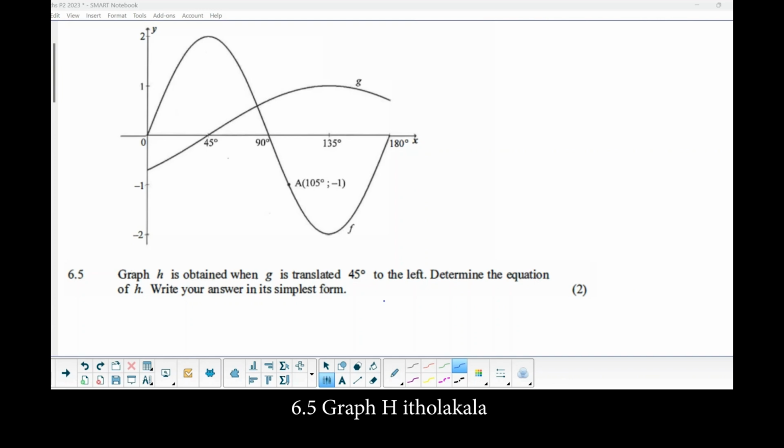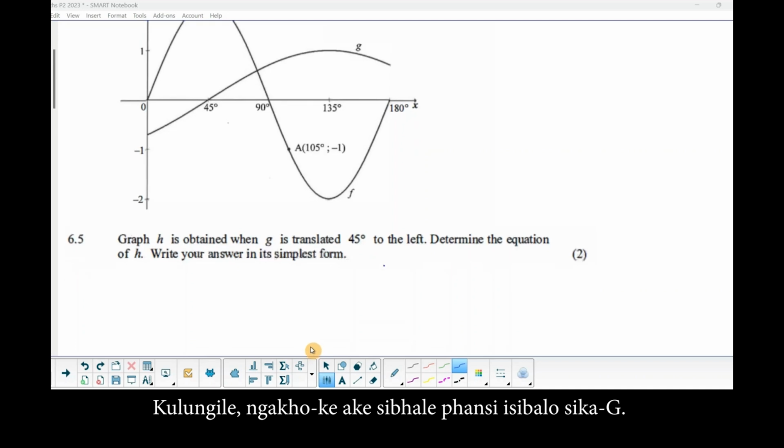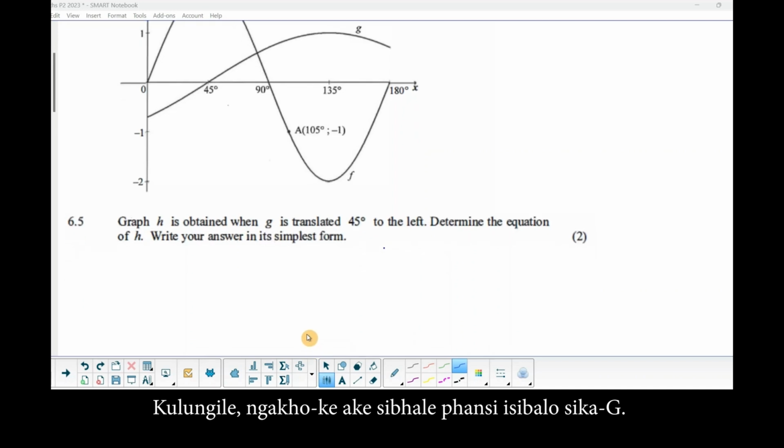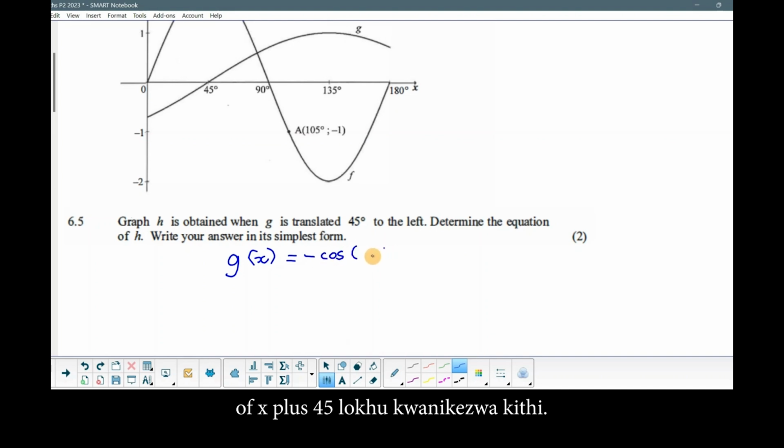(6.5) Graph H is obtained when G is translated 45 degrees to the left. Determine the equation of H and write your answer in its simplest form. All right, so let's write down the equation of G. So G of x is equal to negative cos of x plus 45. That was given to us.